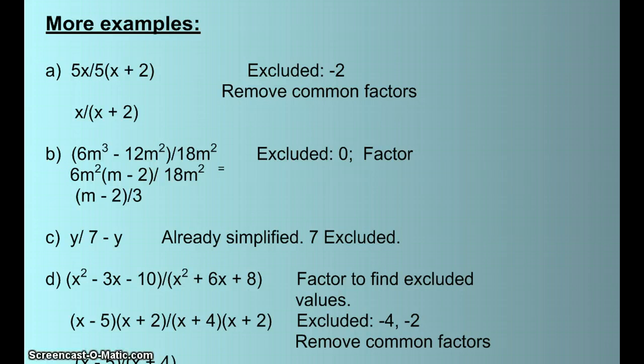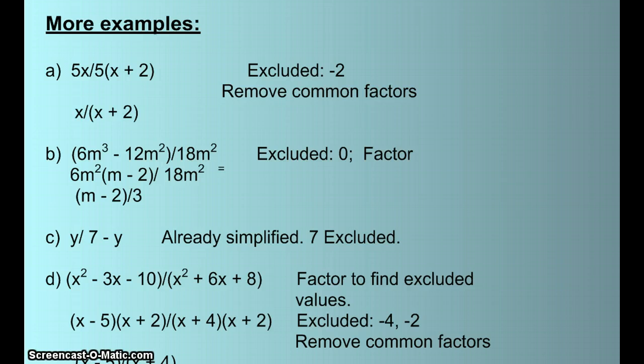In A, we have 5x divided by 5 times the quantity x plus 2. This is already factored, so just determine what the excluded values are. x cannot equal negative 2 because that would make the denominator 0. Then remove your common factors. You've got a 5 in the numerator and a 5 in the denominator. So this fraction becomes x divided by x plus 2.